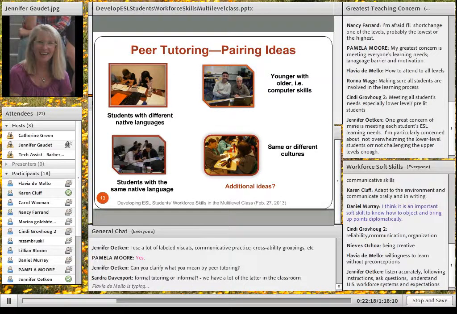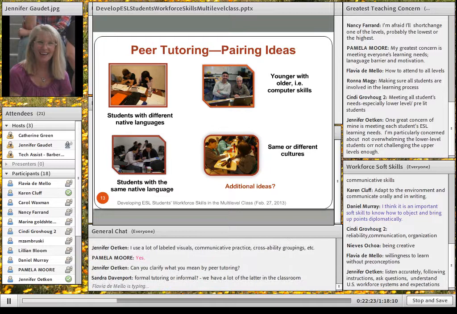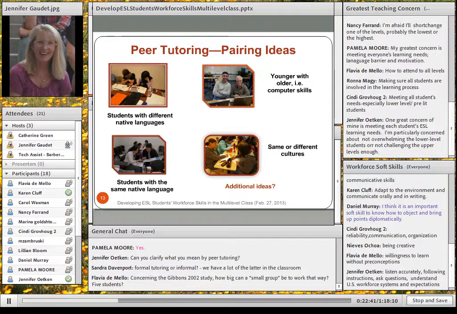Now I've put here some suggestions or some ways that I've used in my classroom. For example, I've put one student from a higher level with a student from a lower level. Sometimes, as you see on the top left here, there are students with different native languages, and that's to encourage them to use English. But they most likely have to be a little bit higher in order to do that. Down below, students with the same native language: say the content is not easy and it's new content, that might be a good time to have students work together and tutor with the same native language.